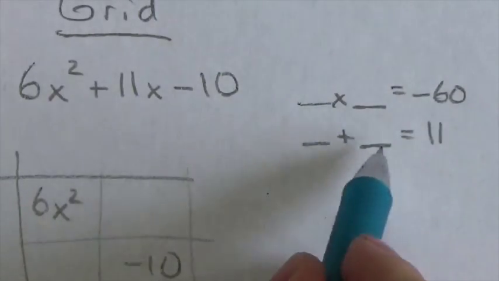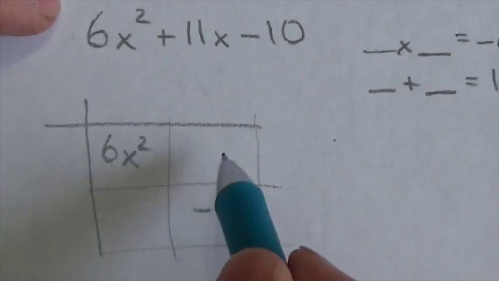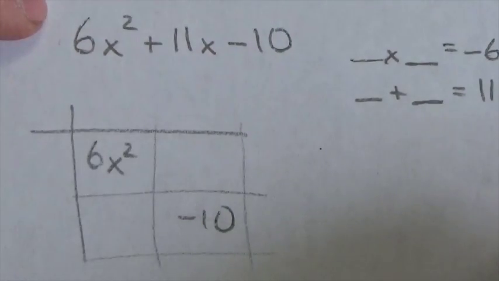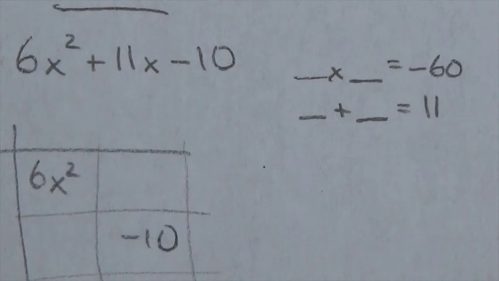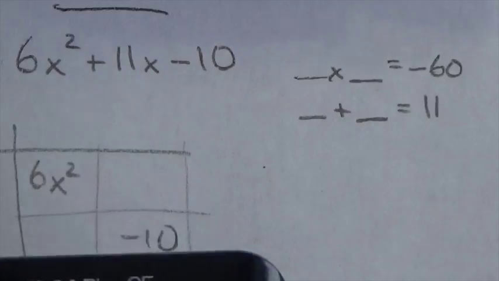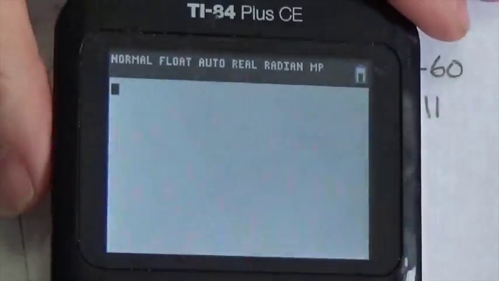So when I find those two numbers, those are going to fit in these two spots on my grid, okay? Now, it might not be clear to you right off the top of your head what the factors of negative 60 are that are going to have a sum of 11. So one thing you can do to help yourself out, if you're not clear on that, is to use your calculator, and I'll show you real quick.